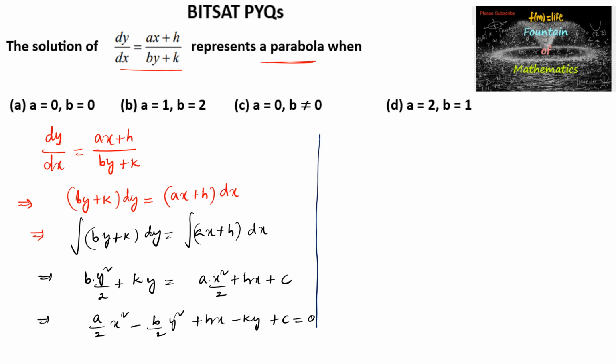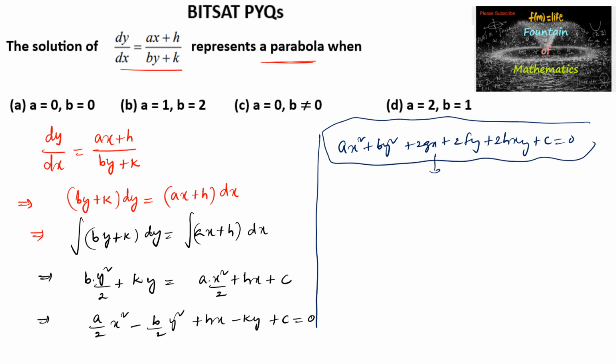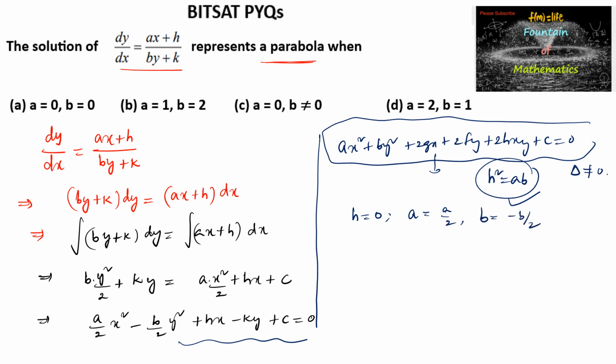When comparing the equation with ax square plus by square plus 2gx plus 2fy plus 2hxy plus c is equal to 0, the second degree equation represents a parabola for the condition h square is equal to ab and delta is not equal to 0, that is discriminant. So here we can consider h square is equal to ab, so there is no xy term, so h is equal to 0, and here we can take a as a upon 2 and b as minus b upon 2. Since h square is ab, so a upon 2 into minus b upon 2 is equal to 0, which implies ab is equal to 0.